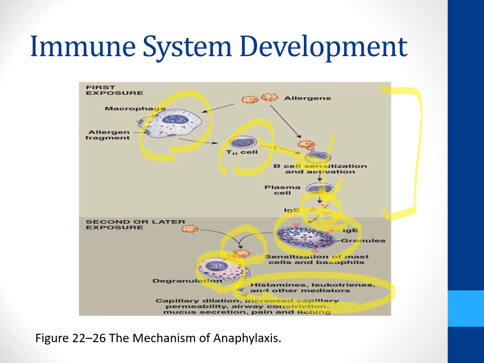The IgE antibodies are going to come in and attack right away, sensitizing mast cells and basophils. We're going to release all of this histamine, leukotrienes, and that's going to cause capillary dilation, increased capillary permeability, airway constriction, increased mucus secretions, pain, and itching throughout your body.